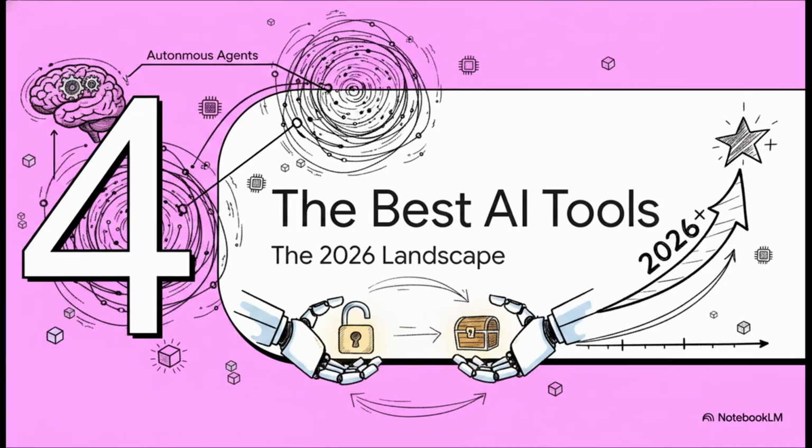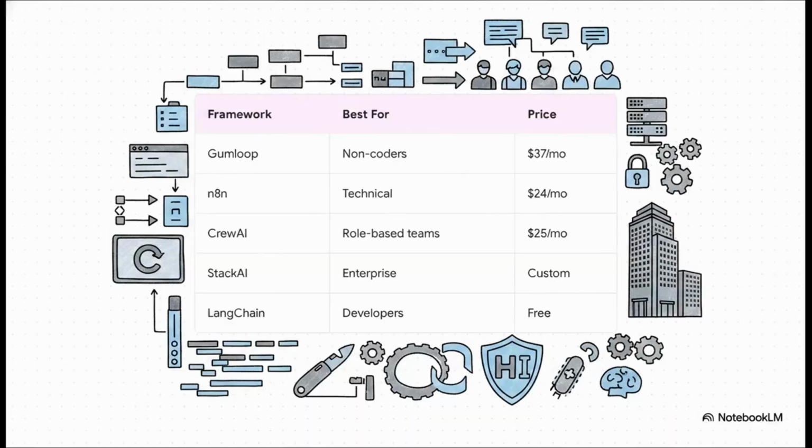Moving right along to Section 4, the best AI tools. Let's survey the 2026 landscape. Consider this your ultimate cheat sheet for picking the right platform, especially since the gap between free and paid tools has basically vanished. If you want no-code simplicity and visual building, Gumloop is your go-to. Now, if you're a bit more technical and need secure self-hosting, say for strict GDPR compliance in Europe, N8N is an absolute powerhouse.